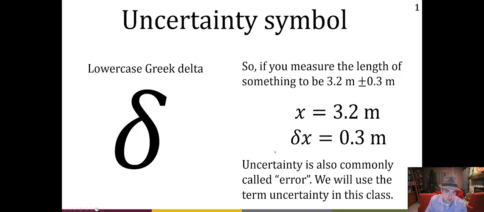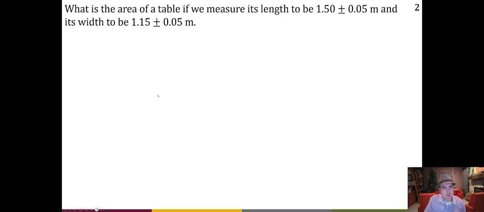So uncertainty is also commonly called error. You may have heard it called that, but we're going to use the term uncertainty in this class, and so does the textbook. So we want to use this in an equation.